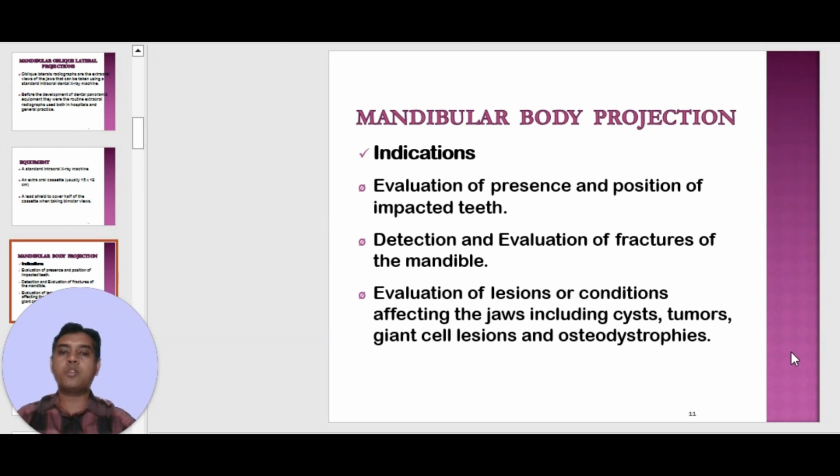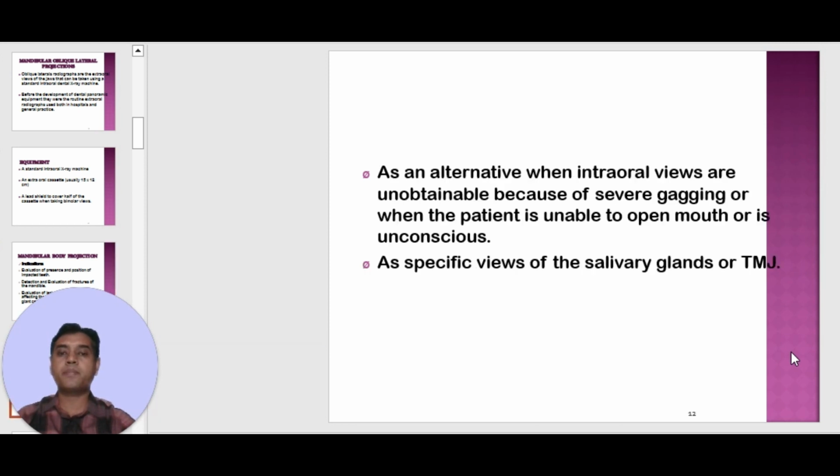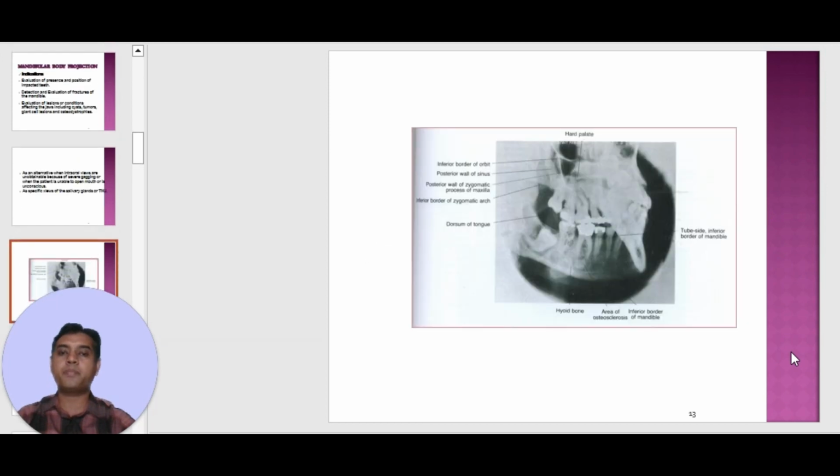Coming to mandibular body projection, indications are evaluation of presence and position of impacted teeth, detection and evaluation of fracture of the mandible, evaluation of lesions or conditions affecting the jaws including cysts, tumors, giant cell lesions and osteodystrophies. It is an alternative when intraoral views are unobtainable because of severe gagging or when the patient is unable to open mouth or is unconscious. It is also used for viewing the salivary glands or TMJ. This is a resultant image and various structures seen.